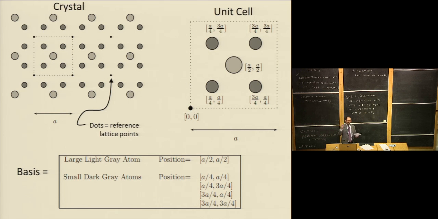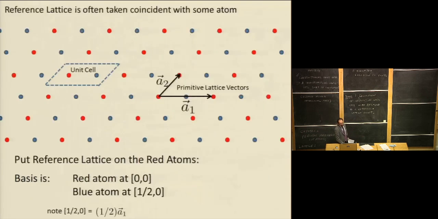Is that clear? So if I tell you the lattice and I tell you the basis, I've told you the whole crystal. So this is the language we need in order to describe the whole crystal. Now, sometimes it is useful to take the reference lattice to be coincident with some atom. So here's a crystal made up of red and blue atoms.